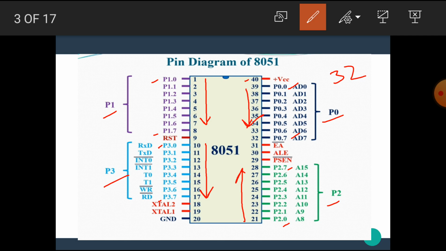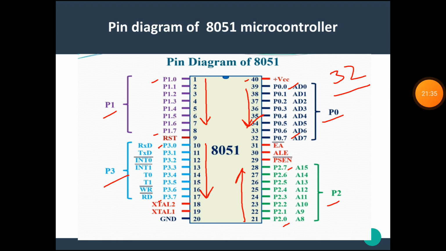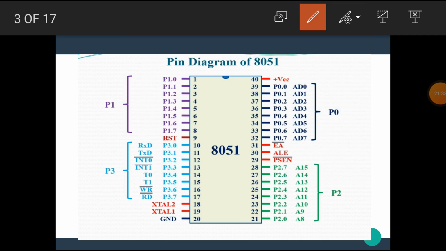Now out of these 40 pins, 32 pins are in ports and 8 pins are separate. The 8 pins are VCC. The VCC provides the supply voltage to the microcontroller. The supply is plus 5 volt DC source. The next pin is ground pin. It provides a ground to the microcontroller.